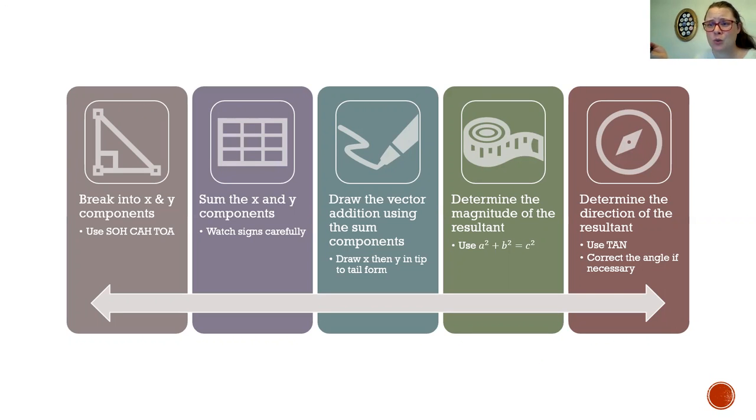With the 3 vectors, we're just going to follow exactly the same steps, except we have to do the components of one more vector. First, break into components. Sum the components, draw the vector, find the size, and then find the direction. So 5 pretty simple steps. None of them are too complicated.